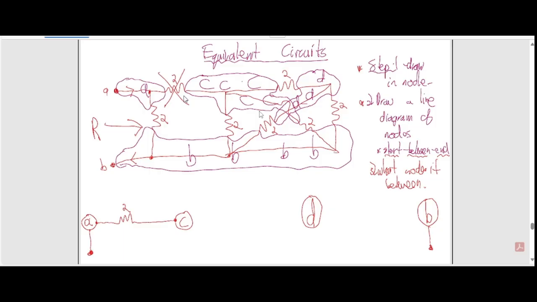So when you're doing this, every time you handle a resistor, make sure you cross it out, right? Because you might end up doubling it again, and you're going to forget where you put it in the diagram.